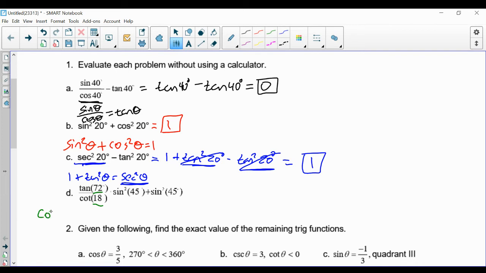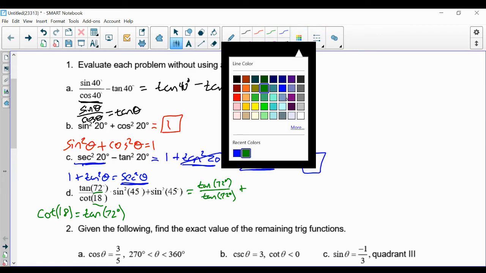So I'm going to take cotangent of 18 and do that complementary cofunction. The cofunction of cotangent is tangent. The complement of 18 is 72. So right away from that, I can rewrite this as tan of 72 over tan of 72. And hey, that's going to simplify really nicely. But now let's deal with this.